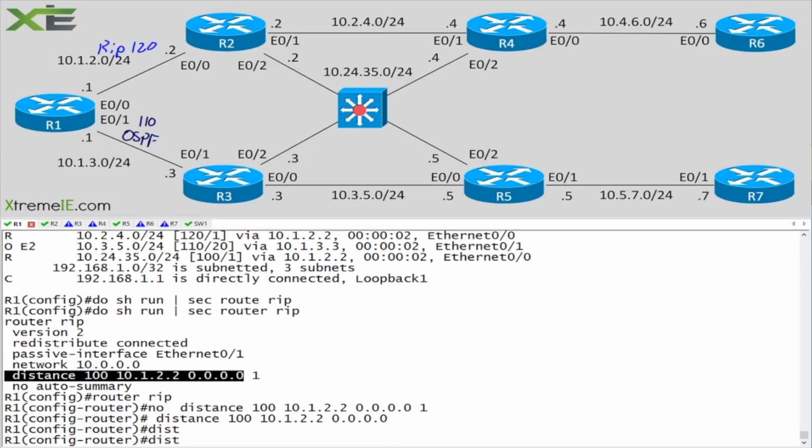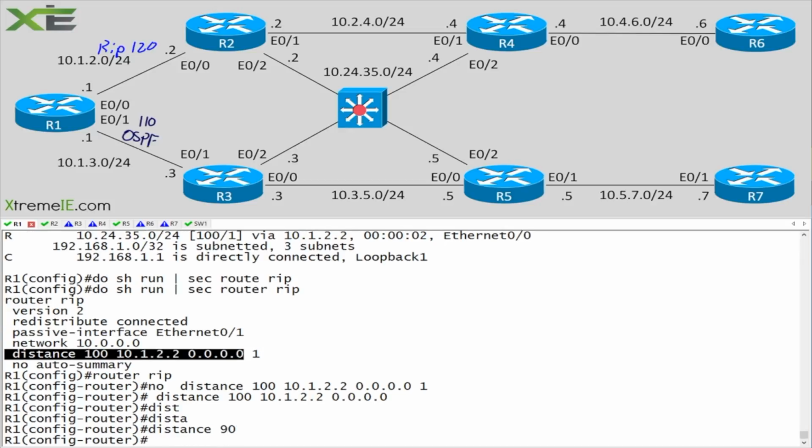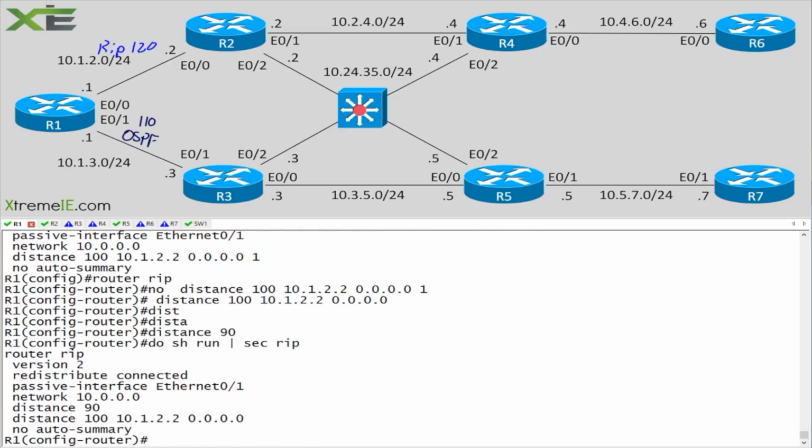I could say distance 90 if I want to. I don't even have to enter the source. I can say, for every RIP route that I have, change it to 90. So suppose the requirement in my lab or in my network was that I had to choose RIP over any other protocol. I could just say distance 90, do show run section rip. Let me remove all of these.